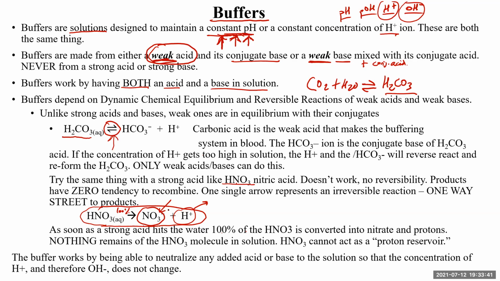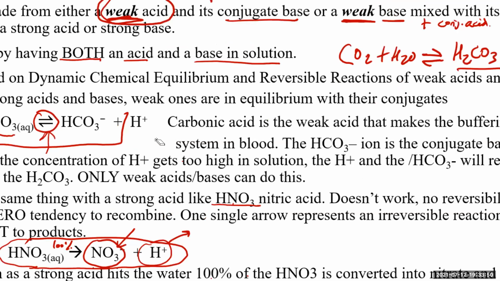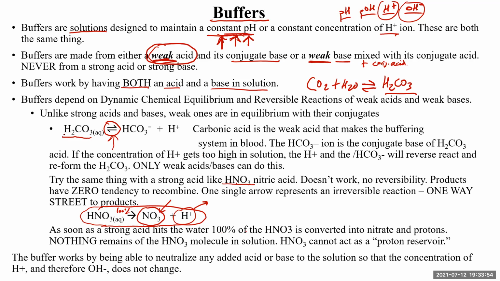That's it. Contrast that with a weak acid where, once you put carbonic acid into solution, you have three things in solution. You have a reservoir of protons in carbonic acid, you have bicarbonate ion, and you have protons. You have three different things in solution that can self-regulate, and that's the most important thing.